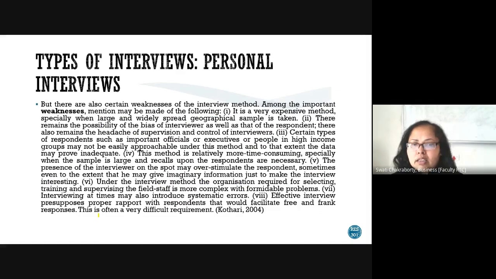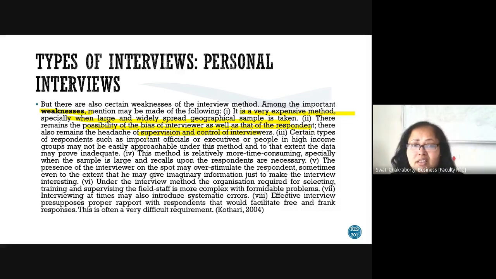But what are the drawbacks of interviews? It's a very expensive method, especially when a large and widely spread geographical sample is taken. So there remains the possibility of bias of the interviewer as well as that of a respondent, right? So there is the additional factor of supervision and control of interviewers, right?